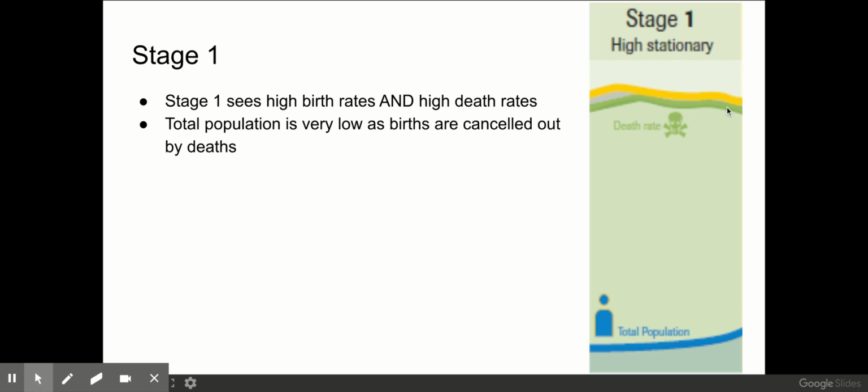So the green line is going to be the death rate. The blue line is going to be the total population. And the yellow line up here is the birth rate. So stage one sees high birth rates and high death rates. The total population is very low as births are canceled out by deaths. So that is stage one. And you're going to be looking at more why this is happening at the end of your assignment. Right now, we're just getting some general information.